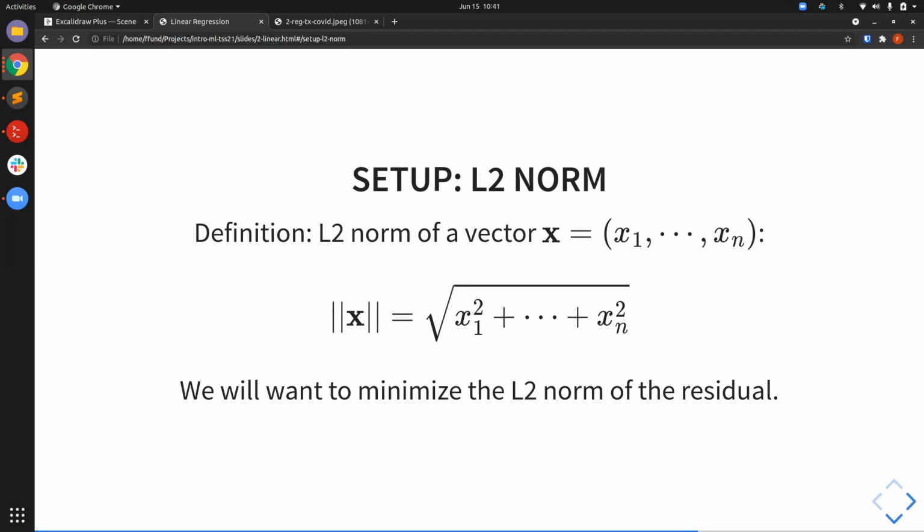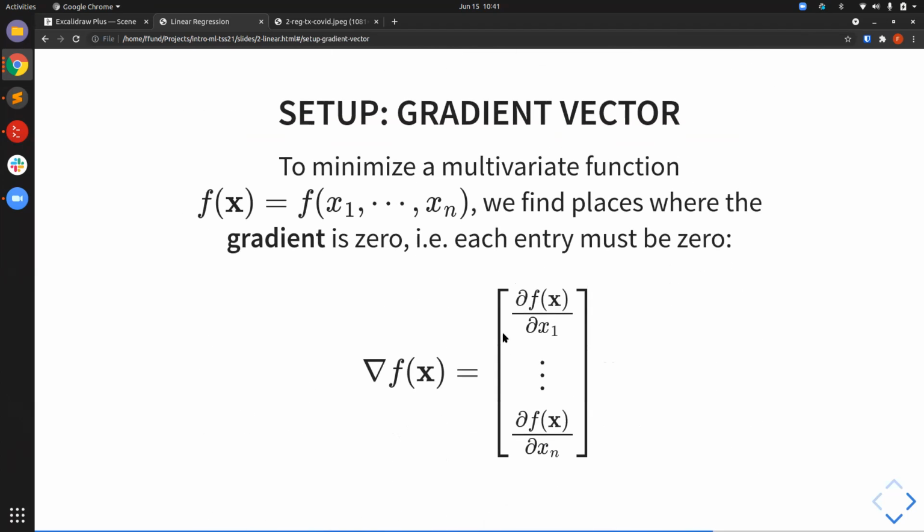So first of all, we're just going to define the norm of a vector. You hopefully remember some of this from linear algebra, but the L2 norm of a vector, often denoted with a little 2 up there, is equal to the square root of the sum of the squares of all the elements of the vector. And we also know that when we want to minimize a multivariate function, we take the gradient, which is the partial derivative with respect to each input, and we set each entry to 0, and then we get a system of equations.